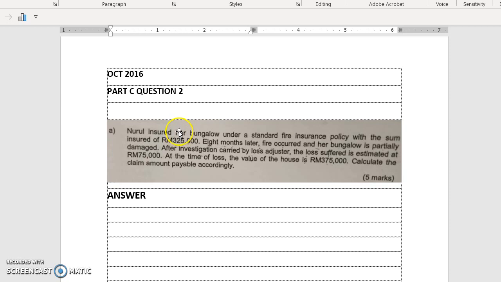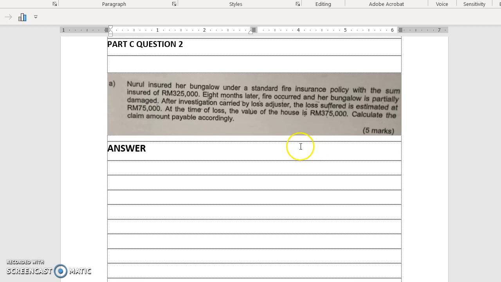For the first question, A, Nurul insured her bungalow under a standard fire insurance policy with a sum insured of 325,000. Based on the fire insurance policy, the sum insured is 325,000. Eight months later, a fire occurred and her bungalow is partially damaged.